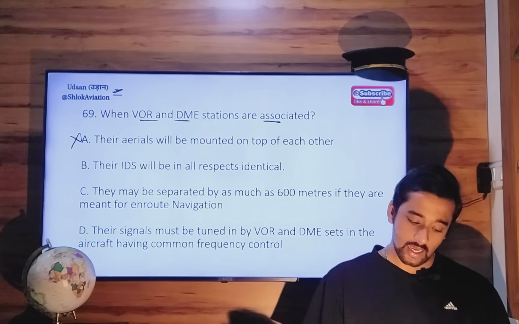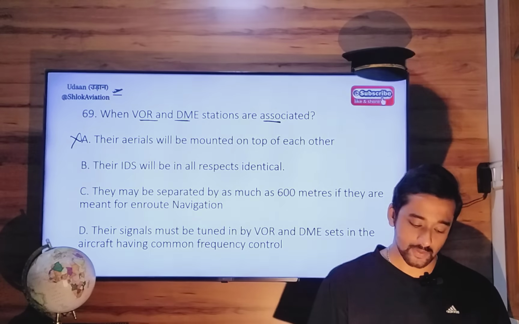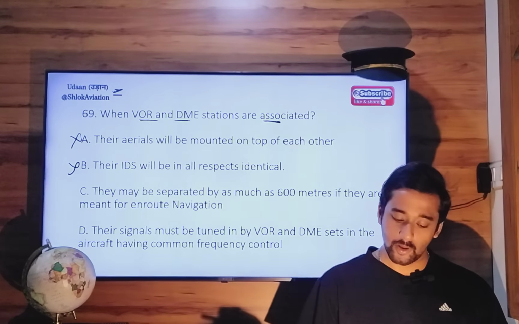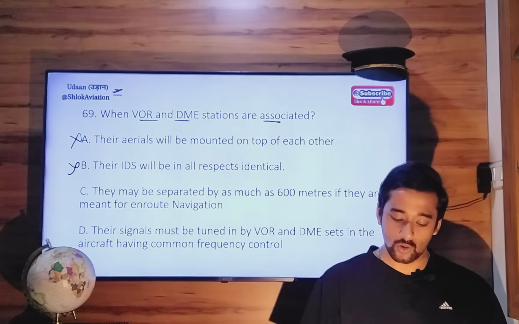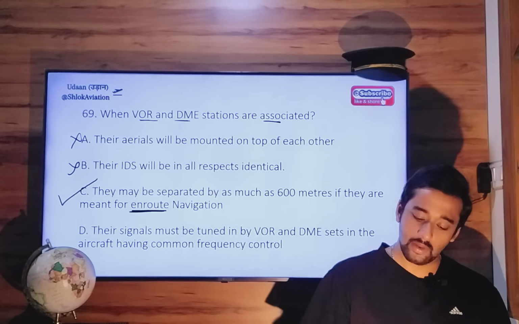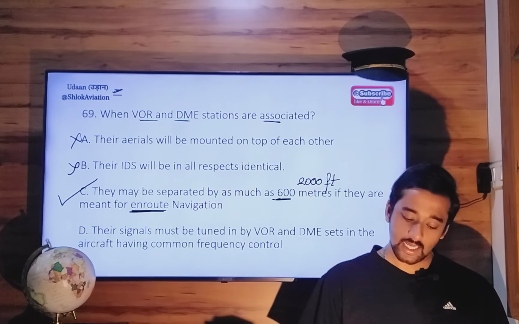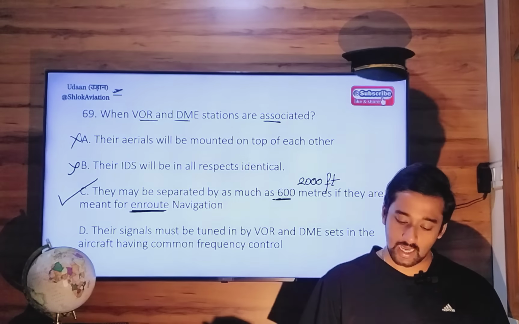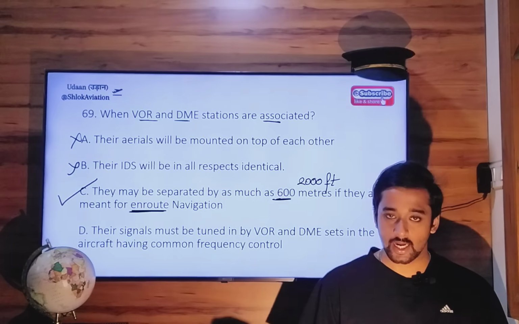Their identifications will be identical in all respects. Wrong. They may be separated by as much as 600 meters. If they are meant for en route navigation, yes, 600 meters is 2000 feet. Their signals must be tuned in by VOR and DME sets having common frequency control. Wrong. So Charlie is the correct option.